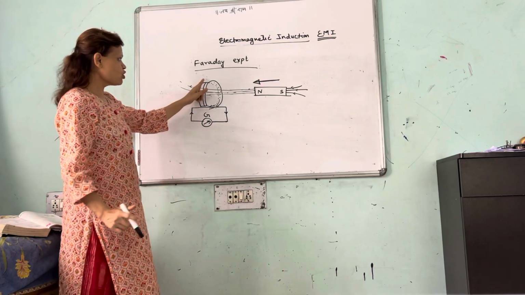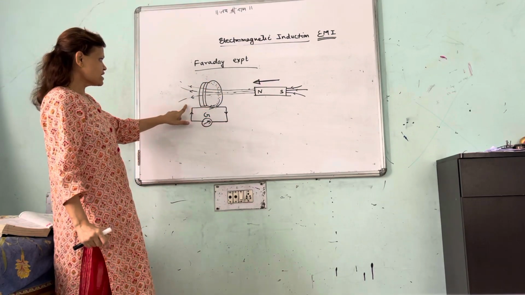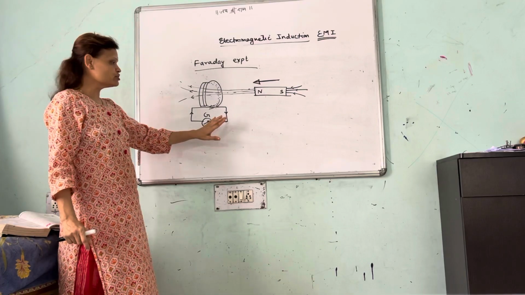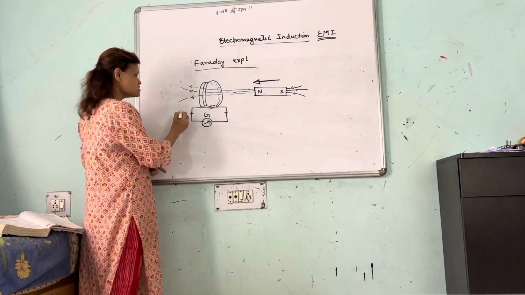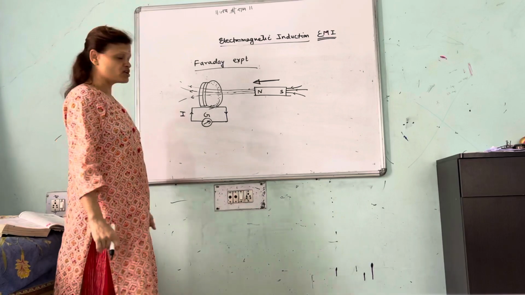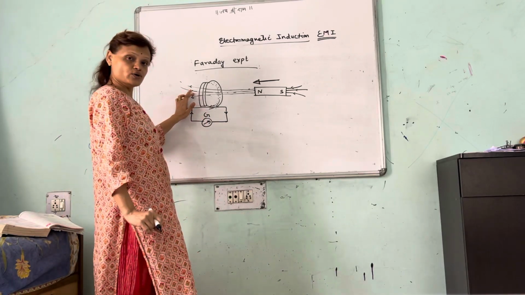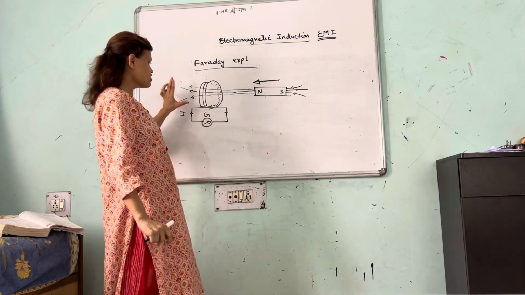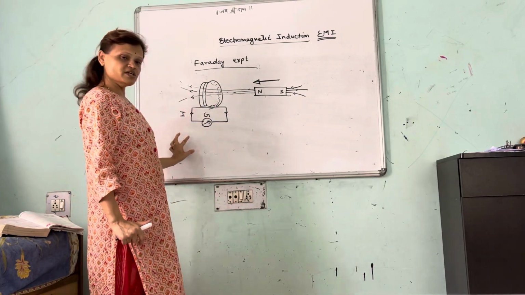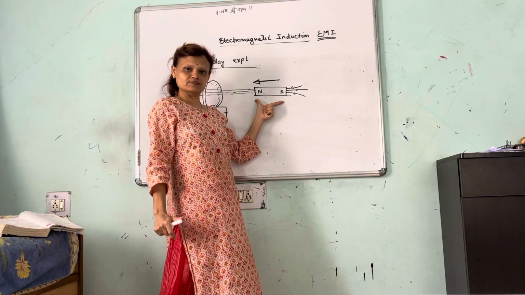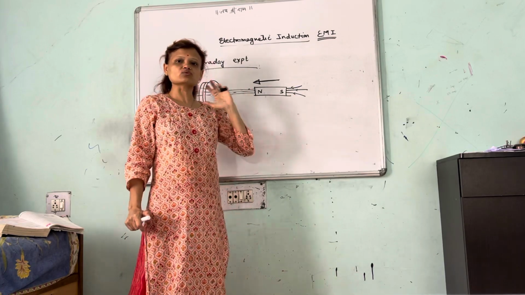Now this is a coil. It is connected to a galvanometer. You can see there is no battery, but still if some current flows, the galvanometer will show some deflection. That's it. We have a coil connected to a galvanometer. Now here is a magnet. You can see the poles, north and south.